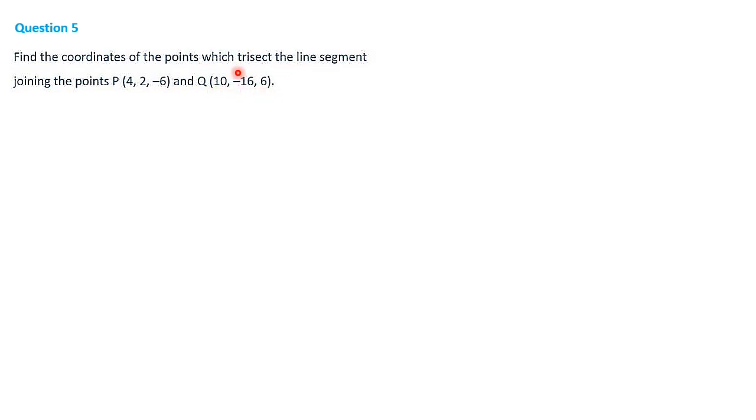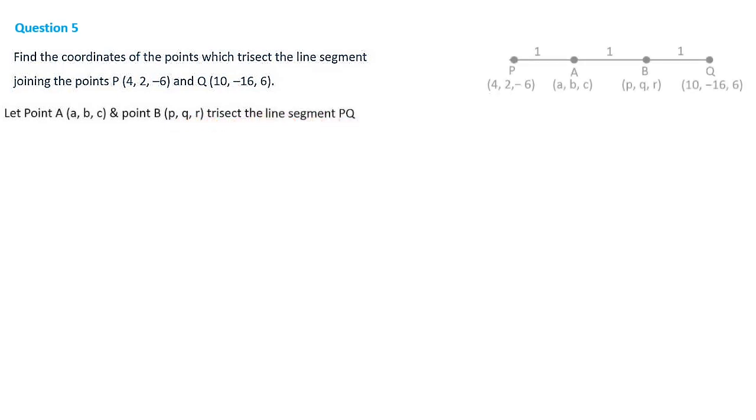Trisect means 3 equal divisions. Okay, bisect means 2 equal divisions. Here trisection is studied. So points A and B trisect the line PQ. Okay, let's visualize it.